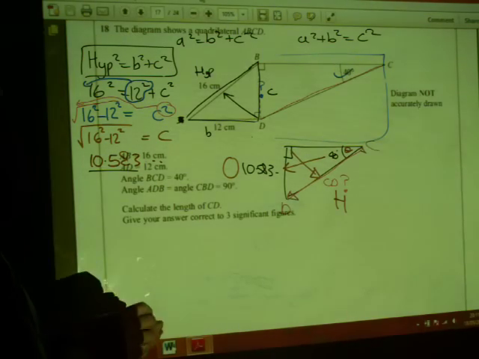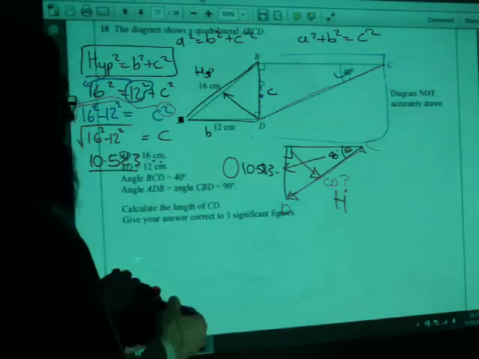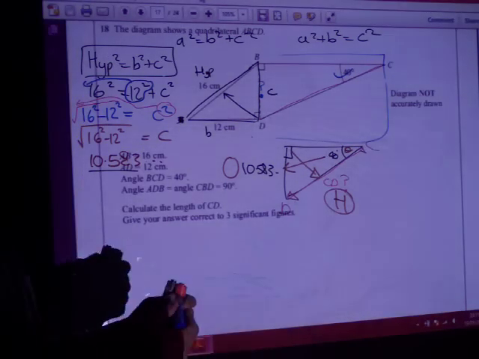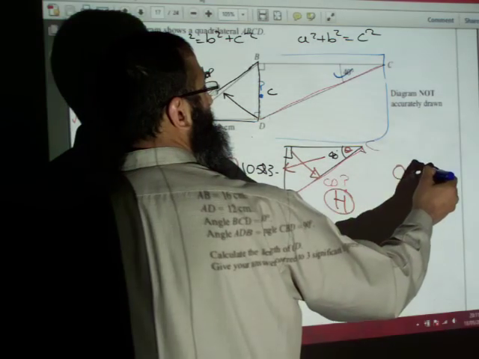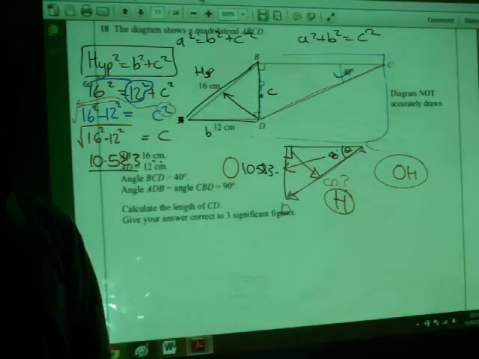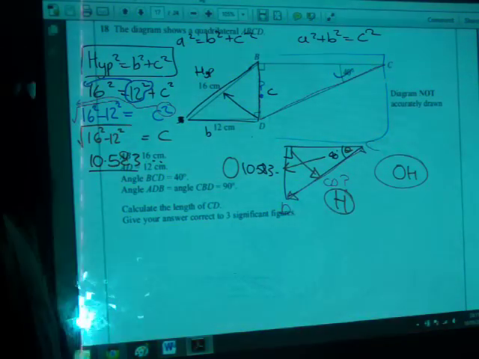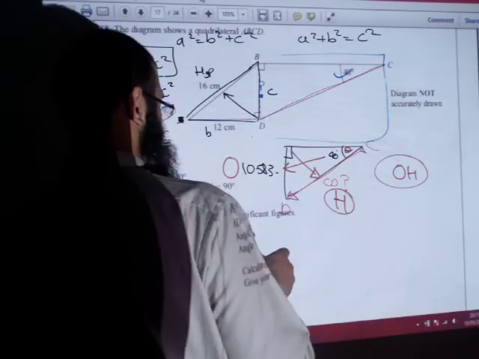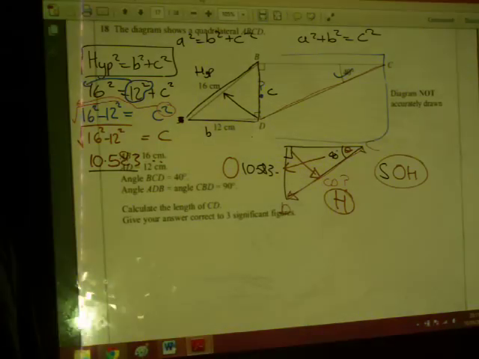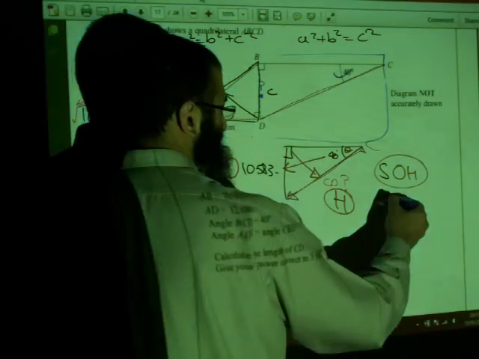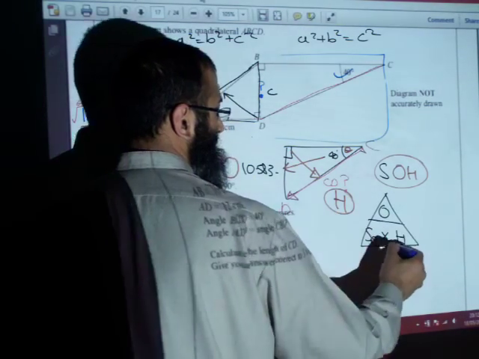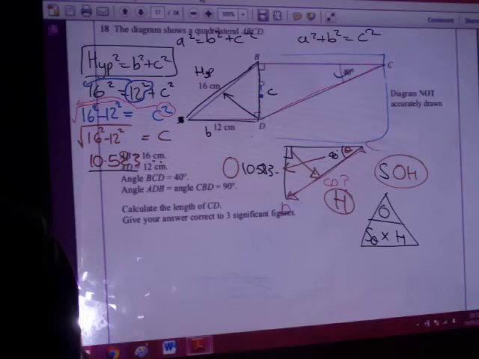Right, let's look at our SOHCAHTOA again. If we're working with O and H, which one do you go for in SOHCAHTOA? SOH. If you've got an O and H sound, we'll be using SOH of the SOHCAHTOA. So we will be using the sine.